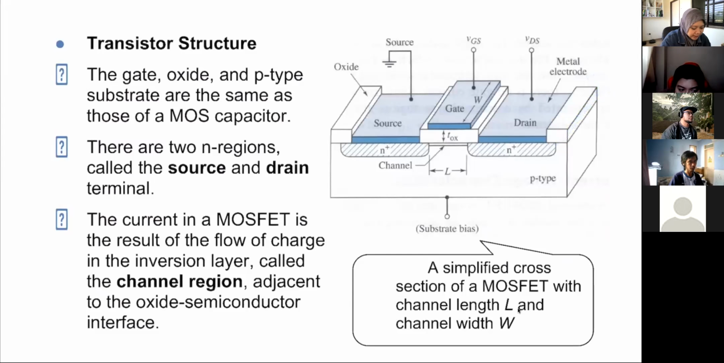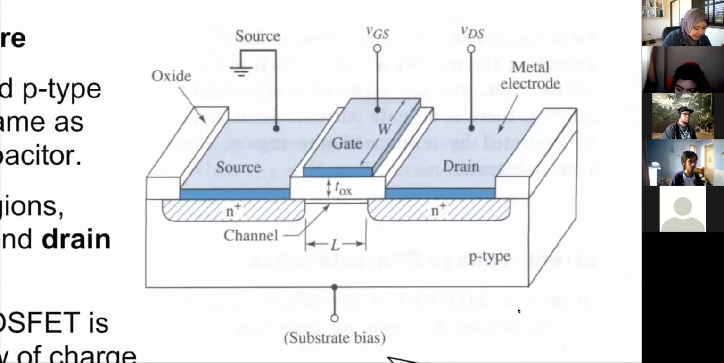So kalau length is, can you see? The length is this, from the source to the drain. What is this? And this? Oh, already there. This is the width.